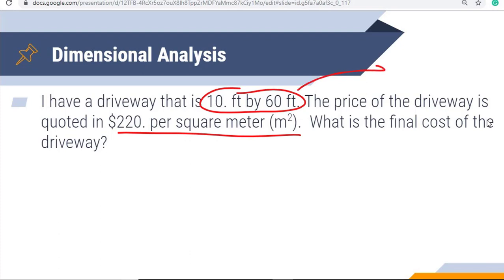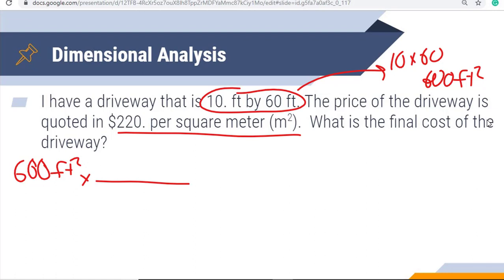Well, if I do some math here, 10 foot by 60 foot is going to give us a 600 square foot driveway. Okay, so I'm going to write that out as our starting amount. And so this is where it gets a little tricky because we're looking at a derived unit as opposed to a regular unit. So we're going to have to do a little bit of extra work. The key thing to keep in mind here, though, is that all of our units need to cancel. Okay? So what we need at the end is meters squared so that we can convert that to $220.